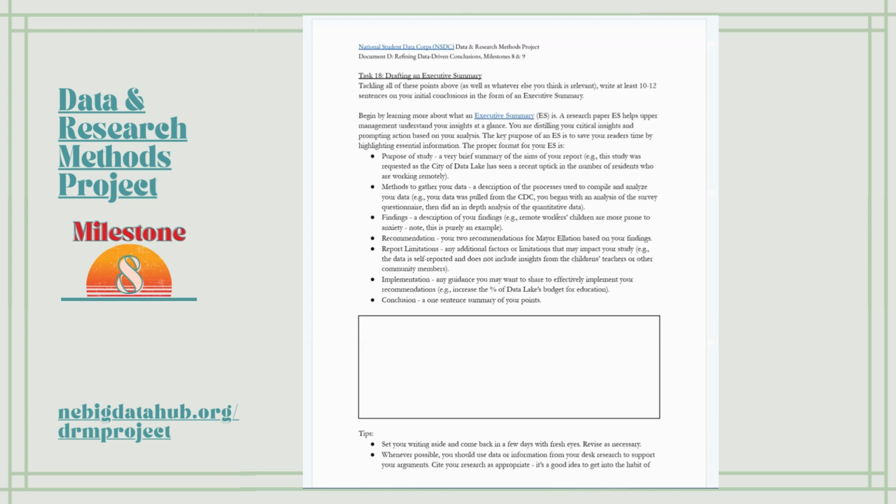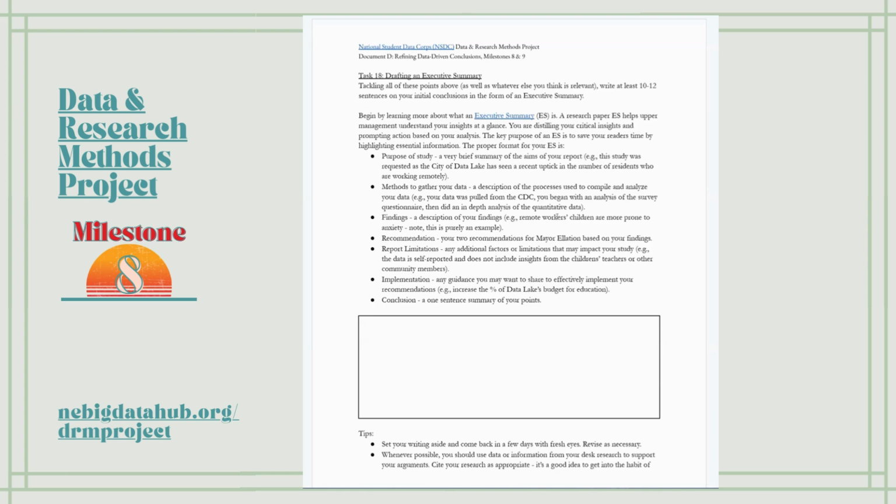So what is an executive summary? I've provided a link for you here to start reading more, but essentially a research paper ES, or executive summary, is a way to quickly share information with upper management, what your insights are in a given research topic. So you're distilling all of your critical insights and you're prompting actions in this higher executive team based on your analysis. So the key goal, of course, of an ES is to save your readers time.